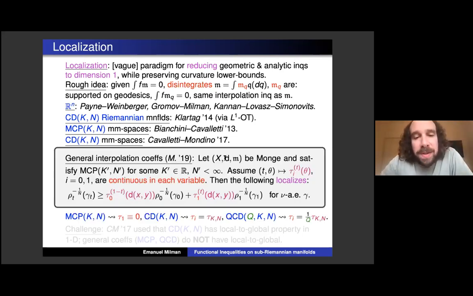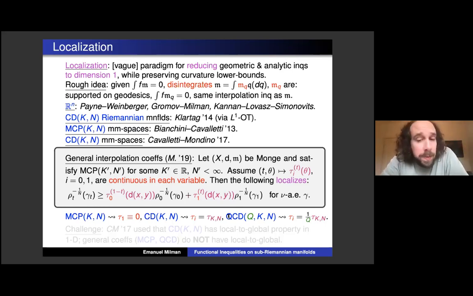So our contribution here is to note that, under some technical assumptions, the localization paradigm is completely general, has nothing to do with the coefficients tau, has nothing to do with the Riemannian structure, nothing. Basically, as soon as you have any interpolation coefficients tau_0 and tau_1, let's say they're continuous in each variable, and if the original measure satisfies this type of curvature interpolation inequality, then when you do localization, all of these one-dimensional measures will also satisfy the exact same interpolation inequality. So for instance, this recovers all previous results because if you use tau_1 being zero, you just kill this term, then you get the localization result for MCP. If you use the Riemannian coefficients here and here, you get the localization result for CD(K,N).